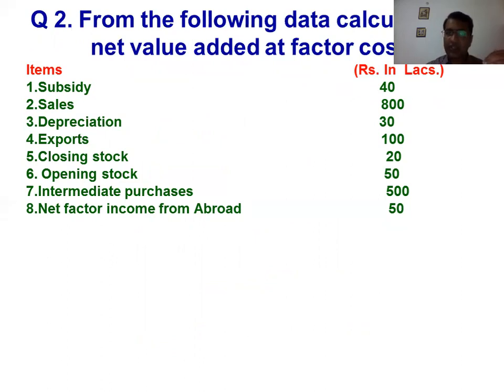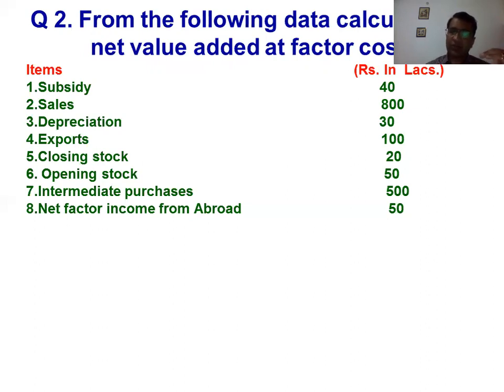Here, one thing is clear: export is given, and the direct sale is also given. So export we will not take here, only sales. Subsidy is given, but indirect tax is not given. So there is no problem. Directly subsidy we will take. As per the given data, we will calculate national income.